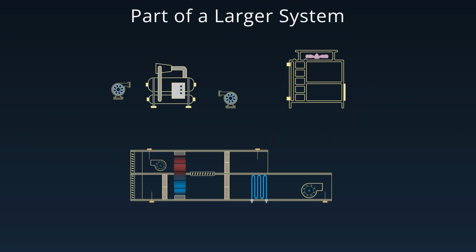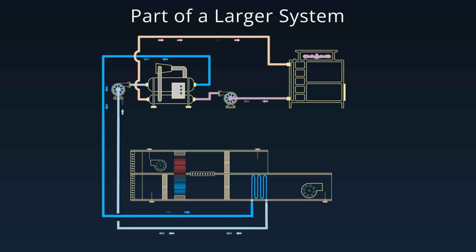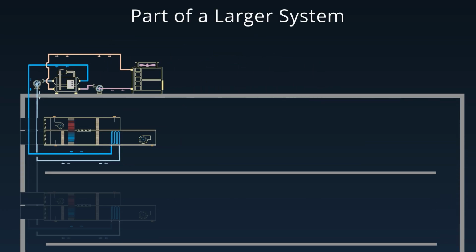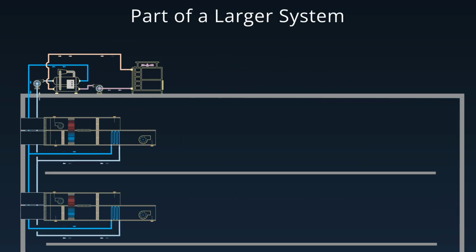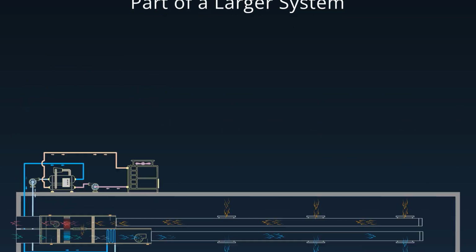AHUs are typically part of a larger HVAC system that may include chillers, boilers, cooling towers, and a pumping system. Here's an example. A chiller plant on the roof produces chilled water that is pumped into multiple AHUs. Each AHU serves one or more zones in the building. The AHU delivers supply air, pulls return air, and introduces outside air, and may include relief or exhaust air to remove stale or contaminated air.